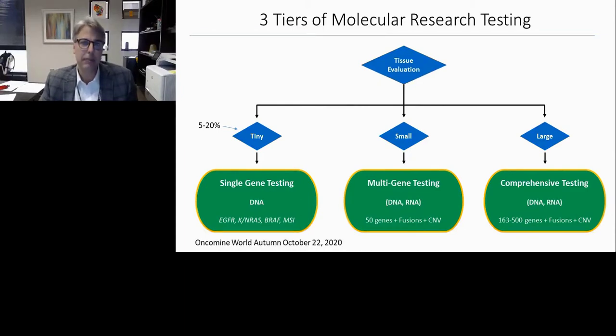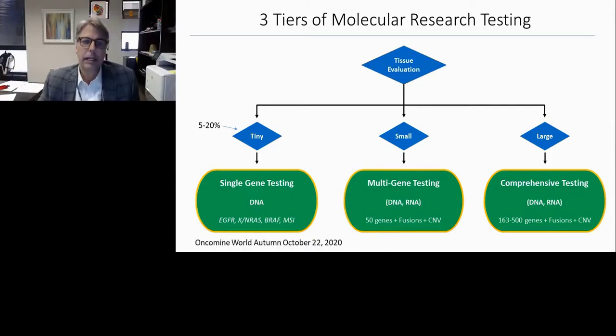And it can be a combination of DNA and RNA targets, allowing you to look for variants like insertion deletions or single nucleotide variants in the DNA, or fusions using RNA. Or if you're lucky enough to have a large specimen, you can do a comprehensive panel that can include hundreds of genes and do the whole spectrum of mutations, including single nucleotide variants, insertion deletions, fusions, and copy number changes.